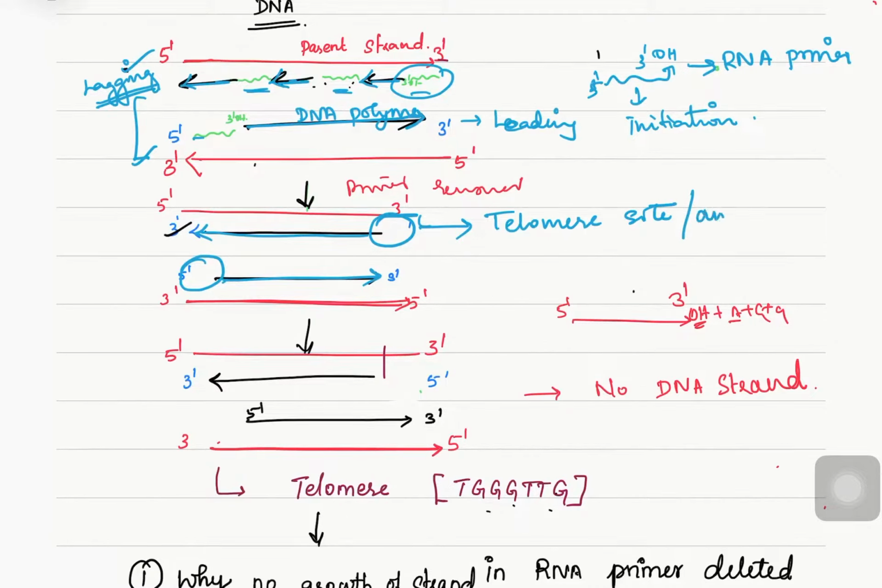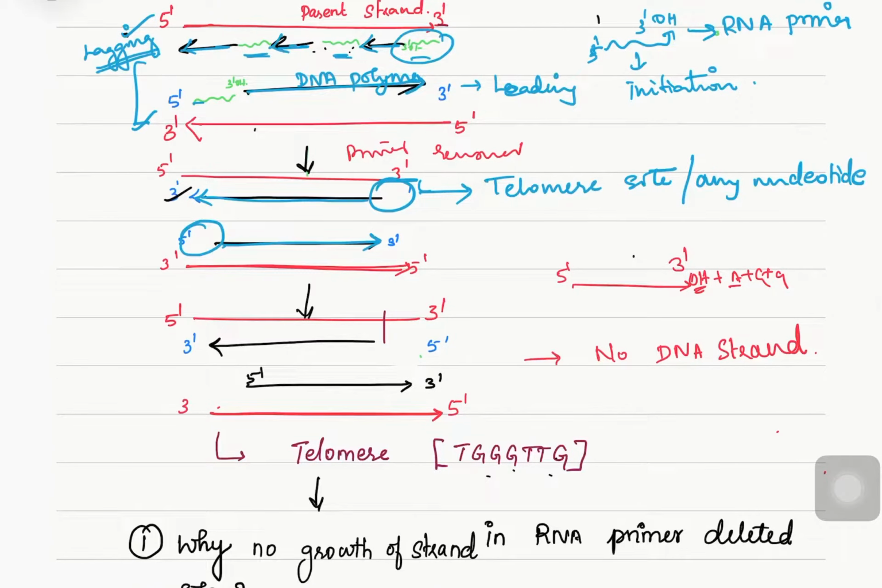There won't be any nucleotide sequence at this site. Why won't there be any nucleotide sequence? We know a new strand synthesis can occur in 5' to 3' direction. Yes or no? So now what will happen here? For a new strand to synthesize towards 5' to 3', we need a 3' hydroxyl group. Only if a 3' hydroxyl group is there can it elongate. Yes or no? So here there won't be any sequence after this.